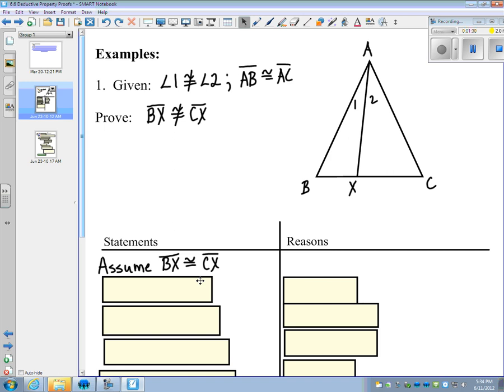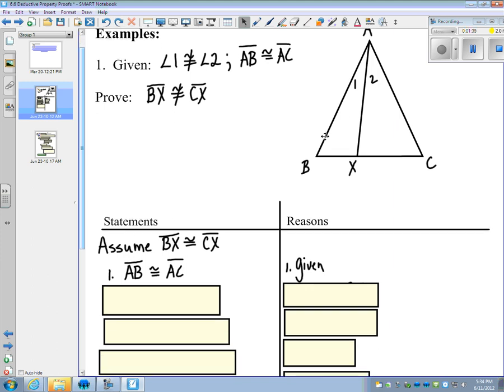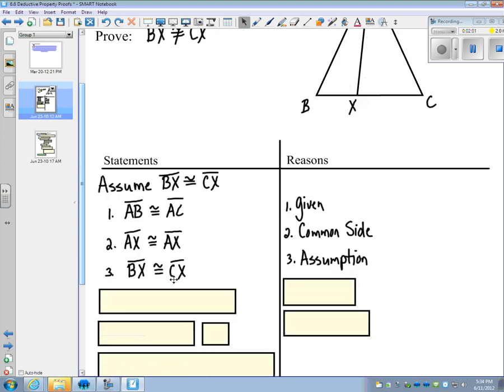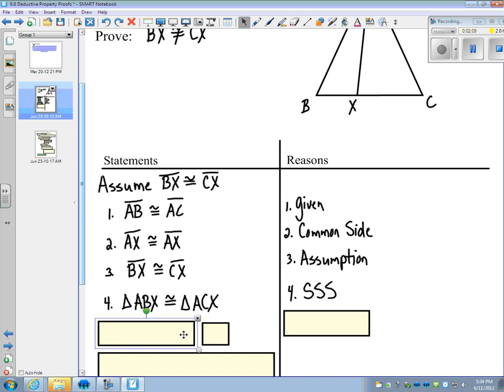So AB is equal to AC. The reasoning: given. I said AB equals AC. That was one of my givens right here. Then I'm going to say AX must be congruent to AX. Why? They're the same thing. So I have two sides that are the same. Then I have BX is equal to CX. Well, that was my assumption. So look, I have three sides that are all the same, so I can say that triangle ABX is congruent to triangle ACX because of side, side, side.